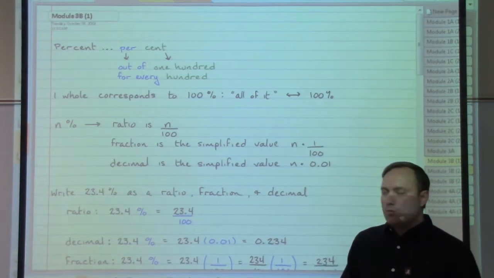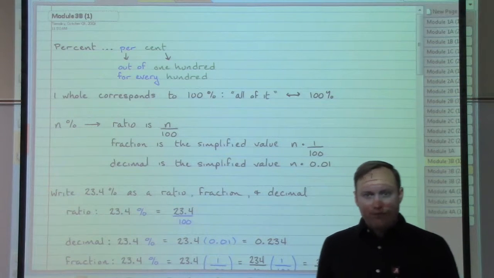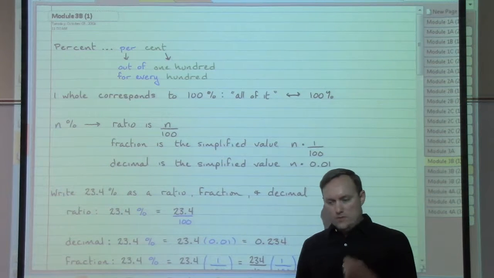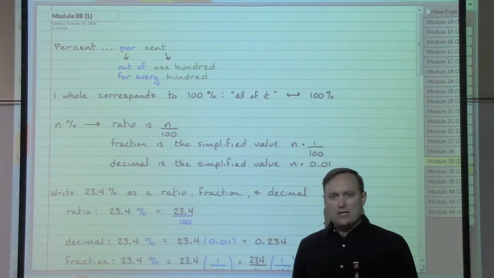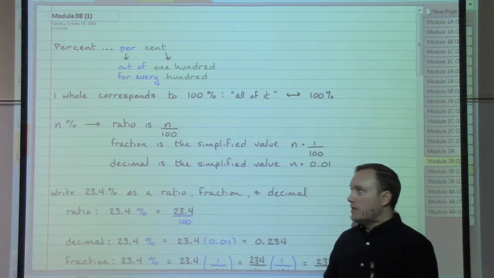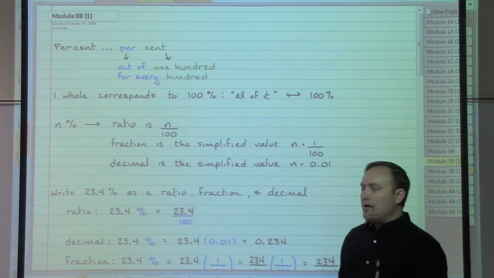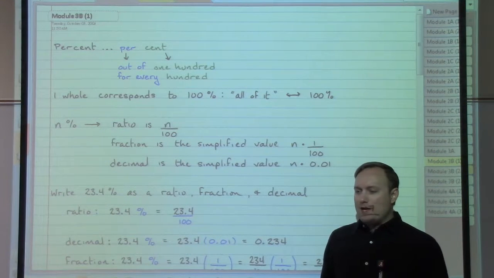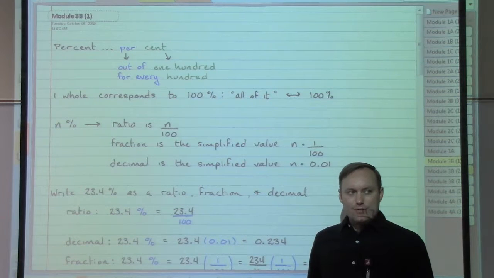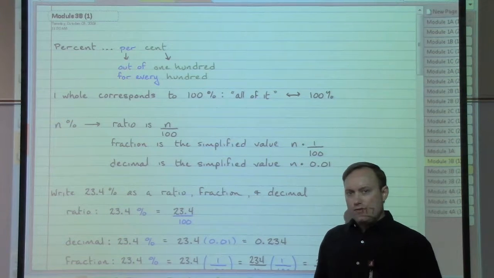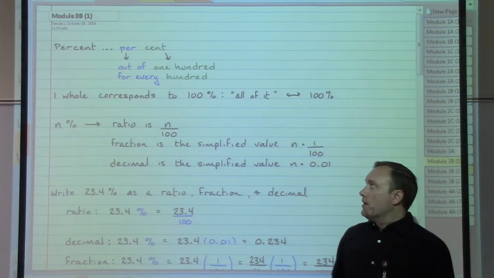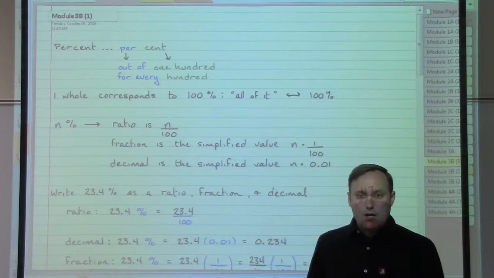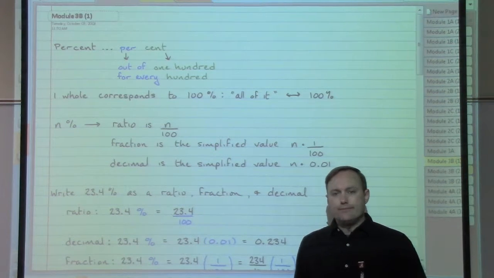Then the other half of the word percent is cent. Now we're used to that in terms of money, where we would think, well, cent means penny, 100 pennies in a dollar, so 100 in a whole thing. We could also use that word century to jog our memory that century is 100 years, so the number 100 is important as far as working with percents. So out of, or for every, or we could just say very plainly, over 100.